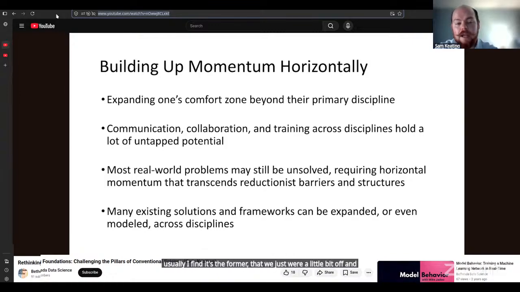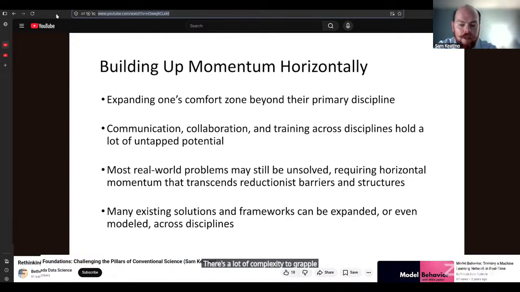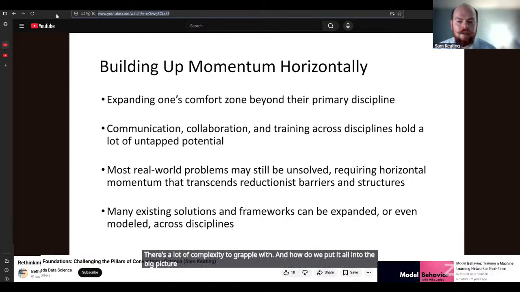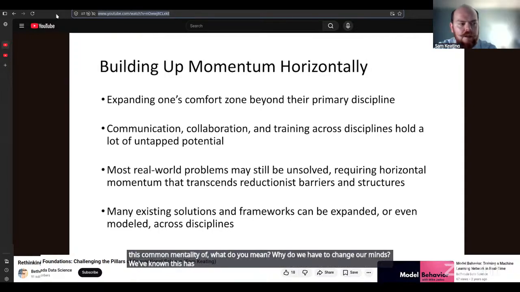And we need to put the findings into the broader context of the big picture rather than necessarily question the validity or accuracy of the data or the findings. There's just a lot of complexity to grapple with. And how do we put it all into the big picture in context? When I mentioned witchcraft, it was to this train of thought of this common mentality of, what do you mean? Why do we have to change our minds? We've known this has been true and ground truth and absolute fact for decades or centuries. Why do we have to change our minds now?